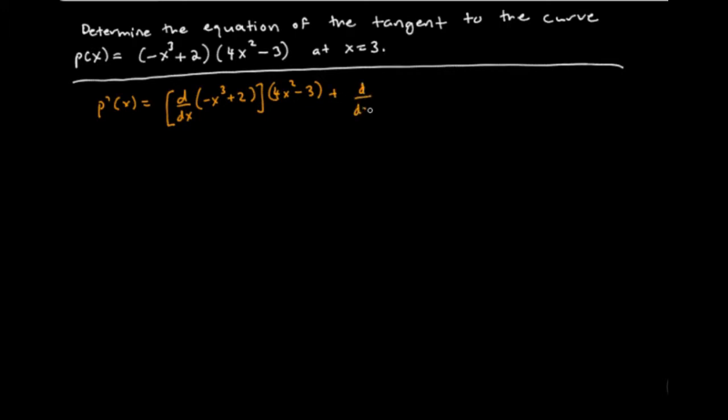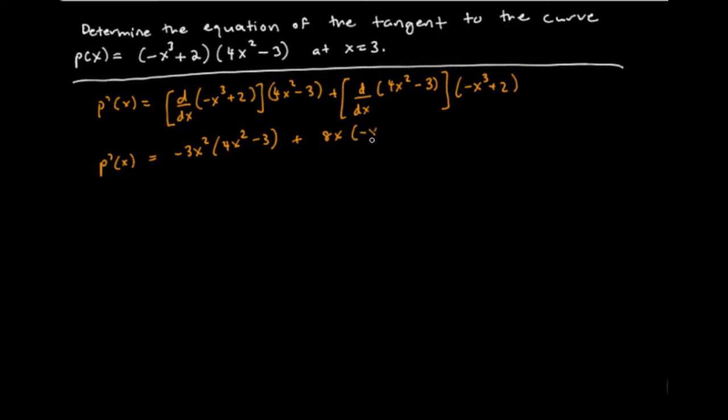plus the derivative of, and I can change the order because multiplication is commutative, so you can reverse the order and still get the same value, 4x squared minus 3 times negative x cubed plus 2. Okay, and in this case, if I find the derivative and clean this up, the derivative of negative x cubed is basically negative 3x squared times 4x squared minus 3 plus the derivative of 4x squared minus 3, which is 8x times negative x cubed plus 2.